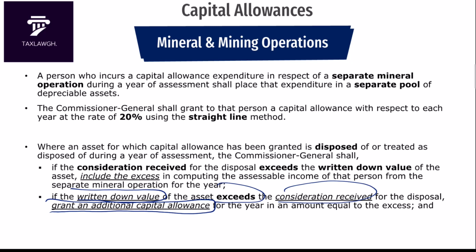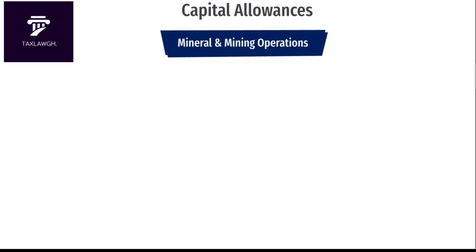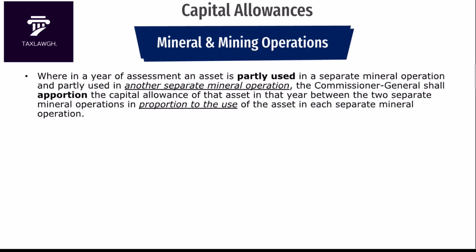So if here you make a technical loss on disposal, then we find the difference and we give you a capital allowance with respect to that particular difference. And then we reduce the pool of depreciable assets referred to above by the written down value of the asset. Then the rules around assignment of interest, same old.